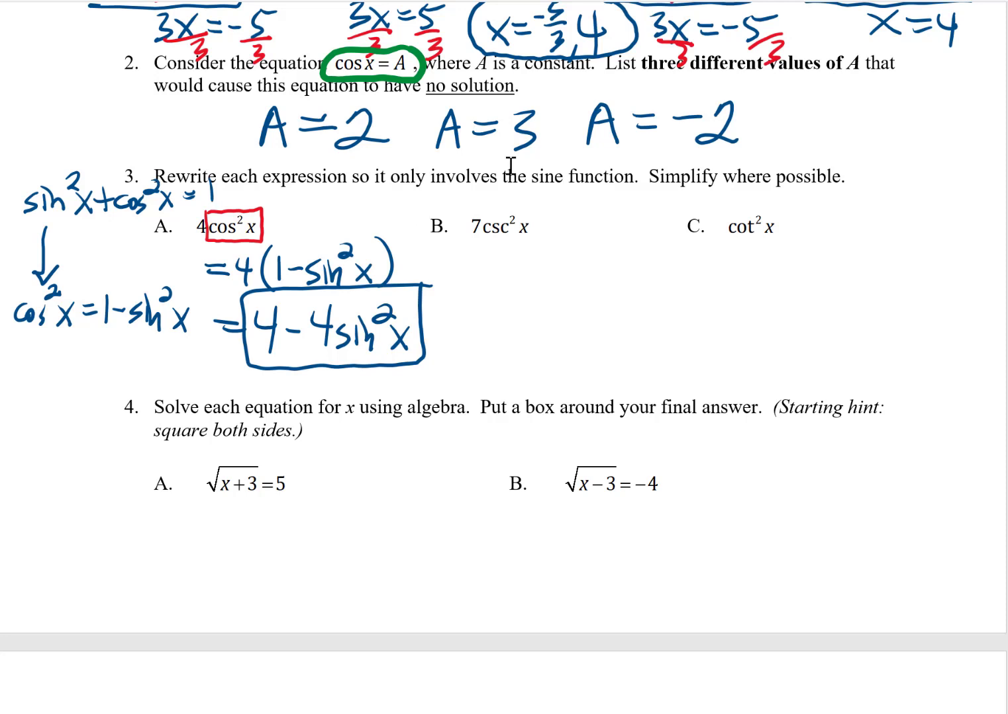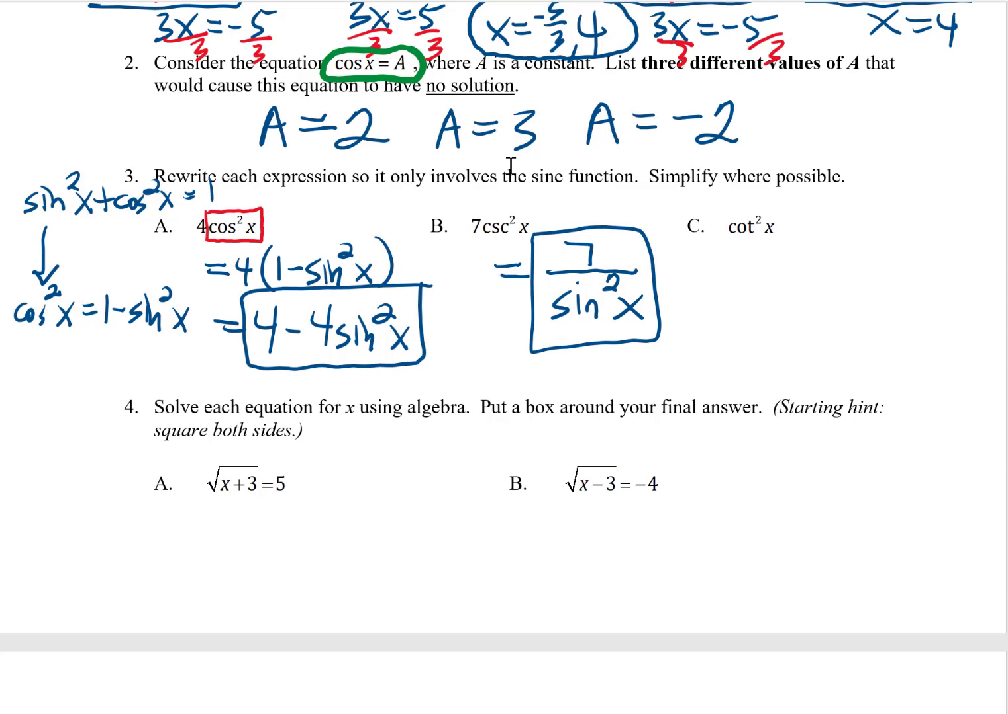Letter B is a very quick one, because when I see cosecant, I know that I can simply reciprocate it to the bottom. As long as I don't have anything being added or subtracted, I can reciprocate it to the bottom, and it turns into the sine function. Of course, I've got a couple of them, so it'll be sine squared x. I don't have any way to simplify that, and so I'm finished.